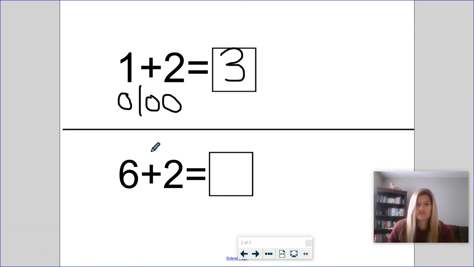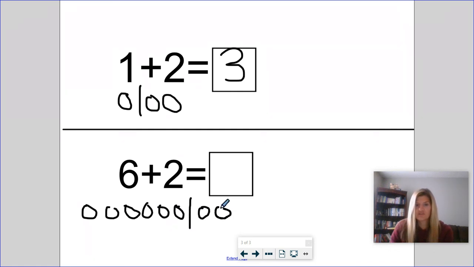All right, here's another problem. This one's got a higher number, 6 plus 2. So we can do the same 3 strategies. You might know what 6 plus 2 is. You might need to draw the circles underneath. 1, 2, 3, 4, 5, 6. Break apart. 2 more. 1, 2. And then you count all your circles. 1, 2, 3, 4, 5, 6, 7, 8. So your answer is 8.